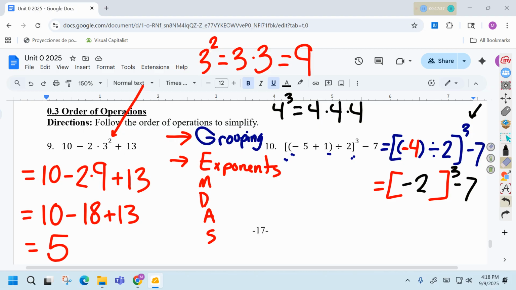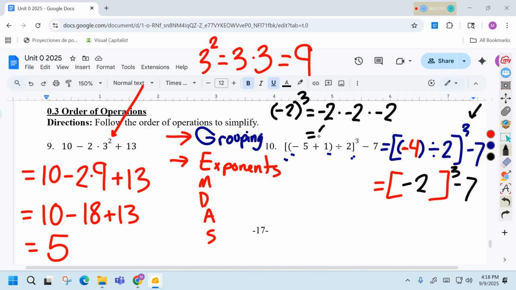But this says negative 2 cubed. So that means I have to do negative 2 times negative 2 times negative 2. So let's write that. If I have negative 2 cubed, then notice the negative is in the parentheses, and that means we're doing negative 2 times negative 2 times negative 2.